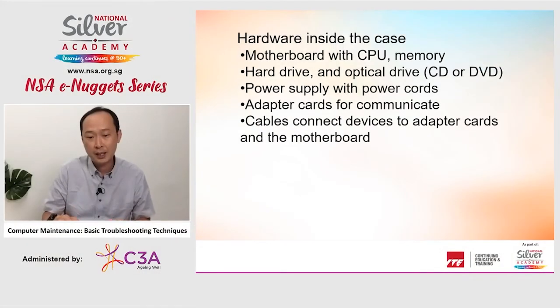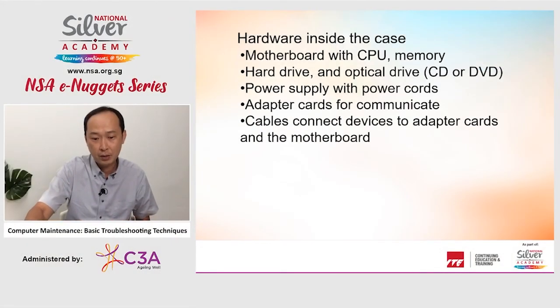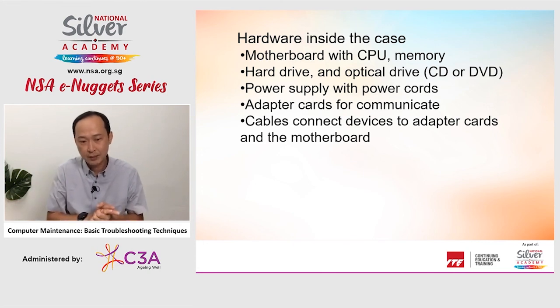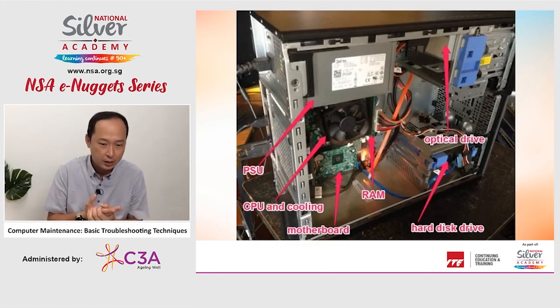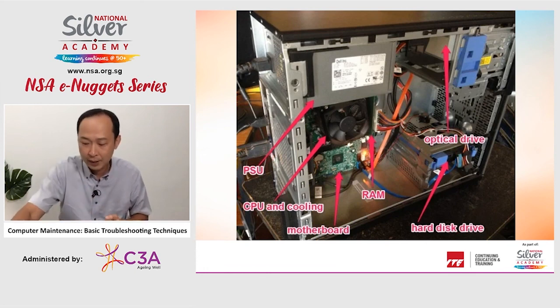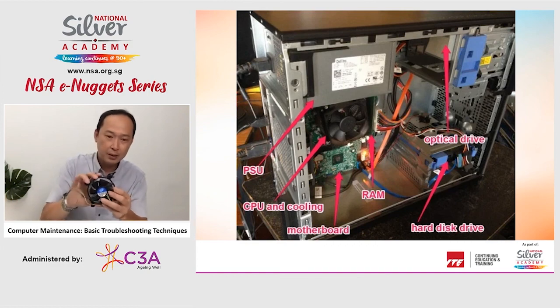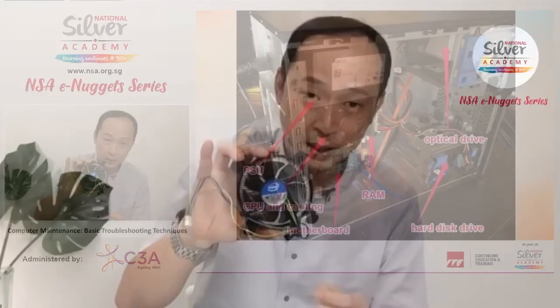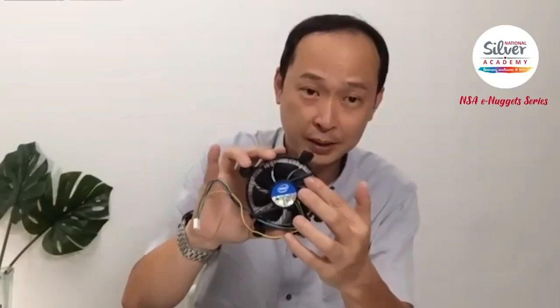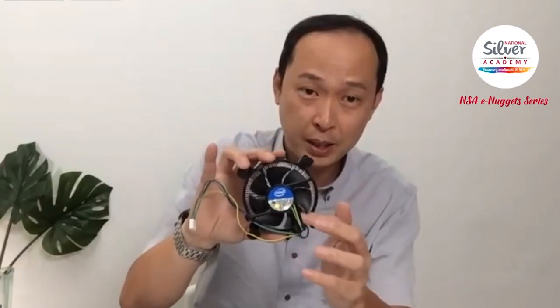On top of that, we'll be talking about the power supply, the adapter cards, and the cables. So how it typically looks like is something like this. You can see on the screen the PSU, which is the power supply unit, the CPU, and the cooling fan. So why is the cooling fan there? The cooling fan is there for a purpose. It can spin both directions, either clockwise or anti-clockwise, depending on the temperature of your CPU.